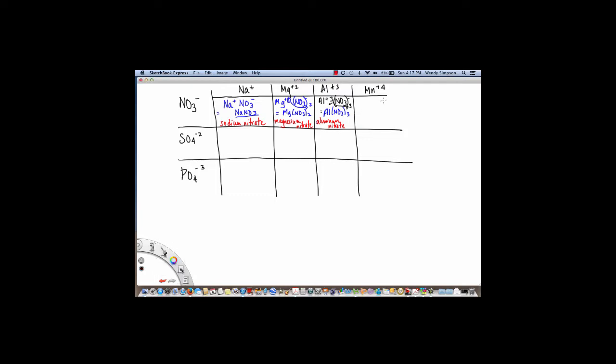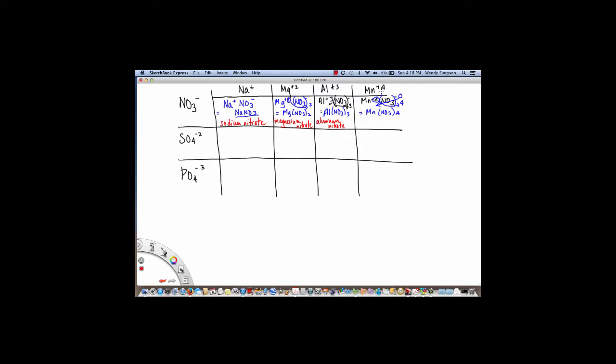In our next example, we have manganese, which has a +4 charge, and nitrate, which has a -1 charge. Excuse me with changing colors here. I kind of lost track of what I was doing. So the 4 here becomes the subscript on the nitrate. And so we're adding parentheses. While the 1 on the nitrate becomes a subscript on the manganese. So we end up with Mn(NO3)4.